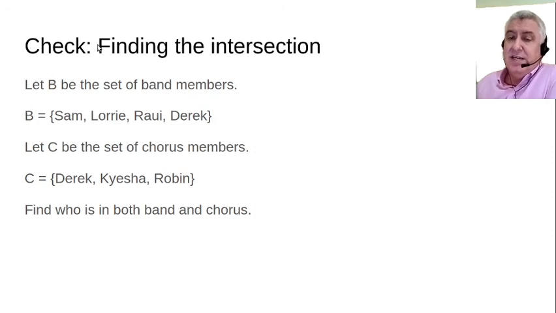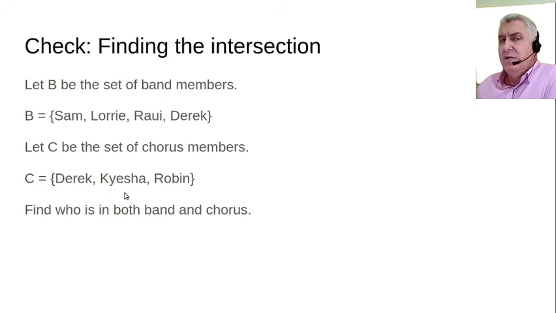Okay, so here's our check. This is our last thing to do on the presentation here. So let B be the set of band members. There are Sam, Lori, Rowie, and Derek. Let C be the set of chorus members. So the set C is Derek, Keisha, and Robin. So we want to find out who is in both band and chorus. And so we need to find out where the intersection is. So we're going to find the intersection of B and C.